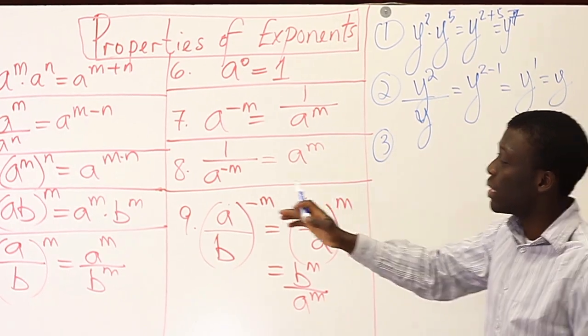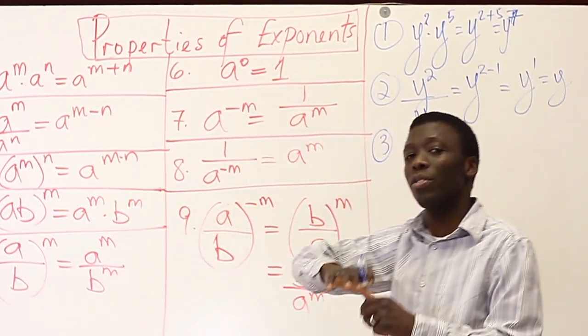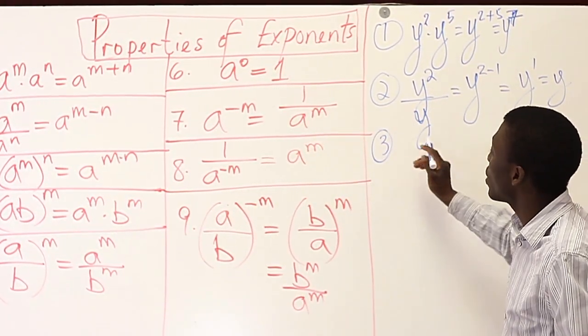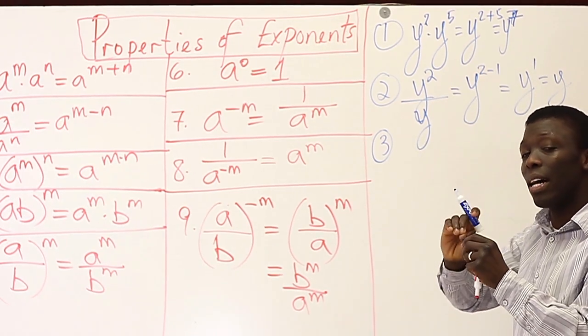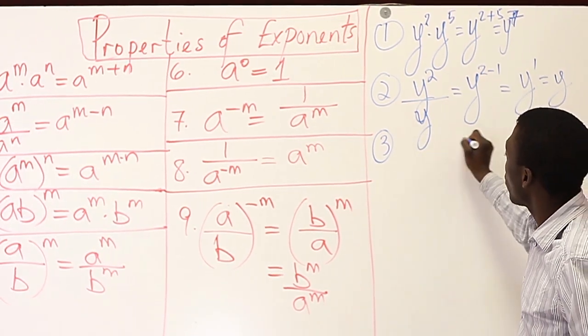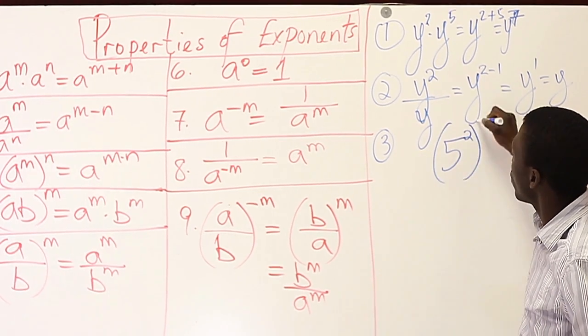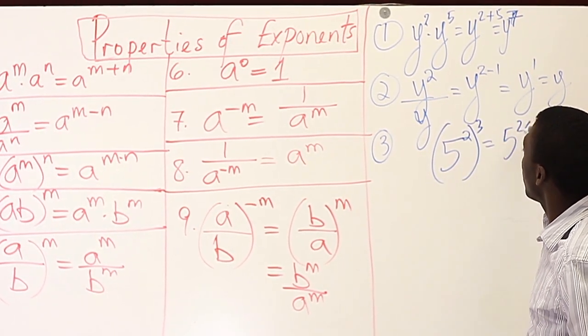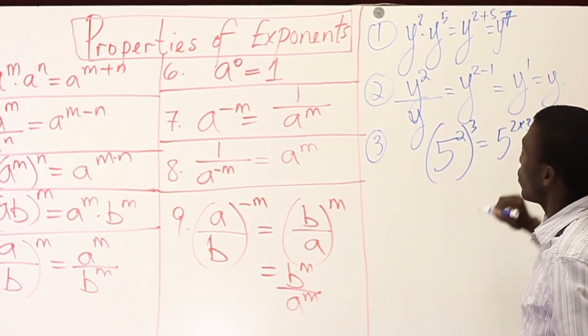The third property is if there's something raised to a power with an exponent outside, then you can multiply the exponent of what's inside with what's outside. So let's say you have 5 squared and you have a 3 outside. That will become 5 to the 2 times 3, which is 5 to the 6th.